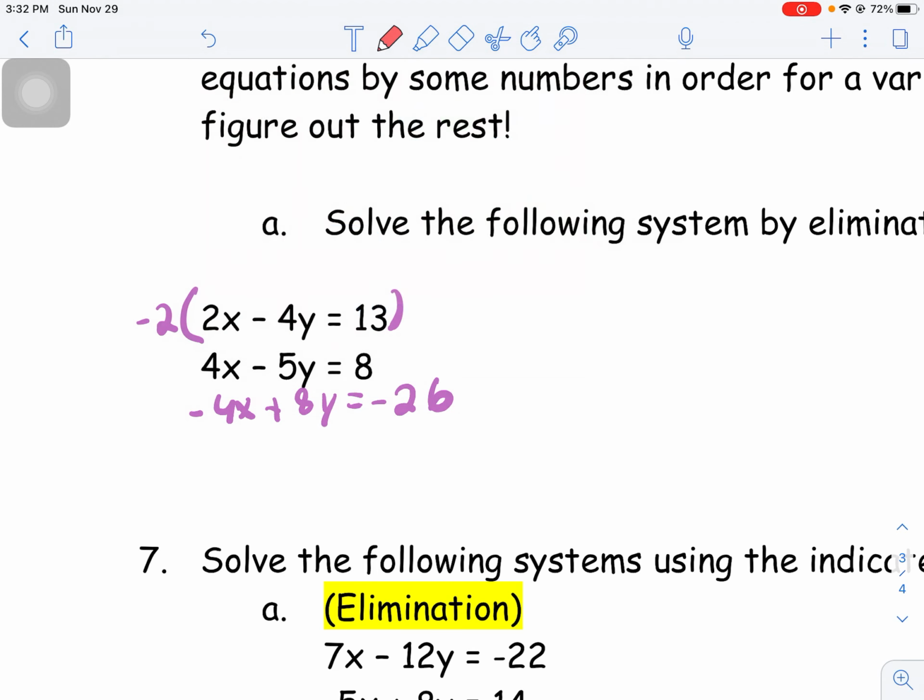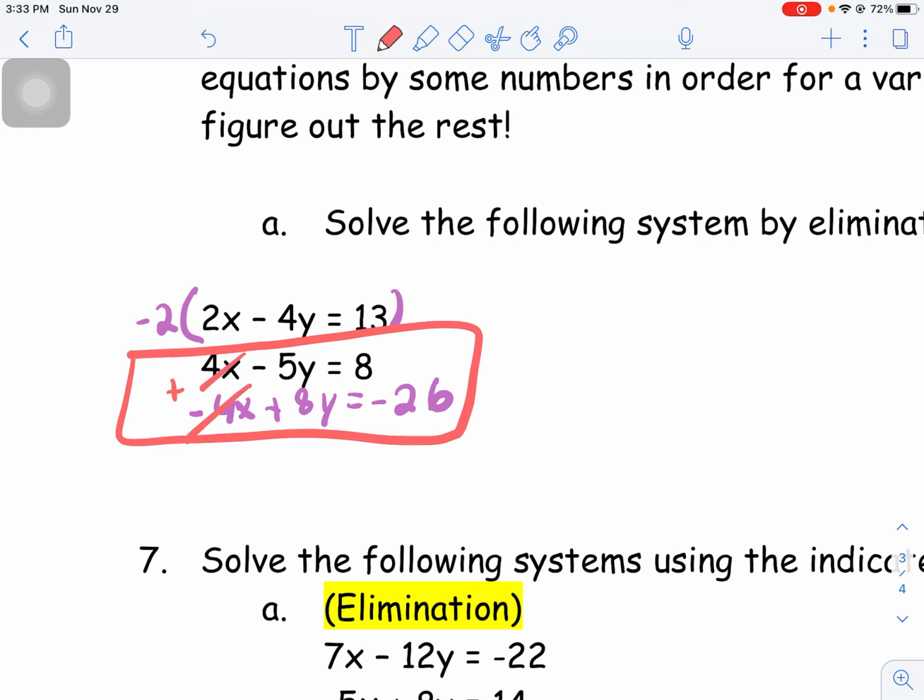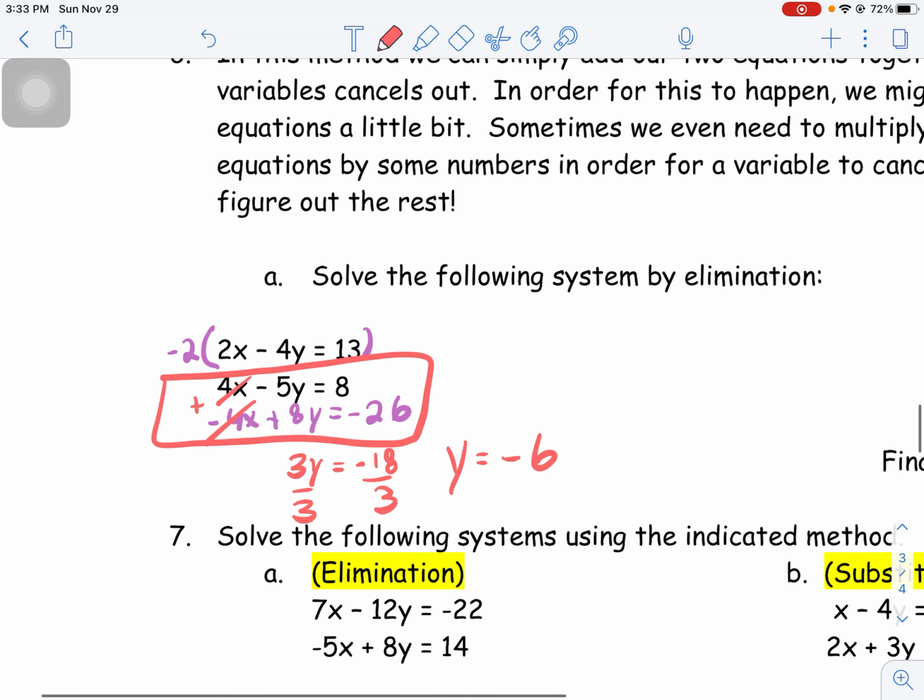And so now, if I add these two equations, 4x minus 4x is going to cancel. Negative 5y plus 8y is going to give us positive 3y. 8 and negative 26 is going to give us negative 18. Now we have 3y is equal to negative 18. We can divide by 3, and you get y is equal to negative 6.